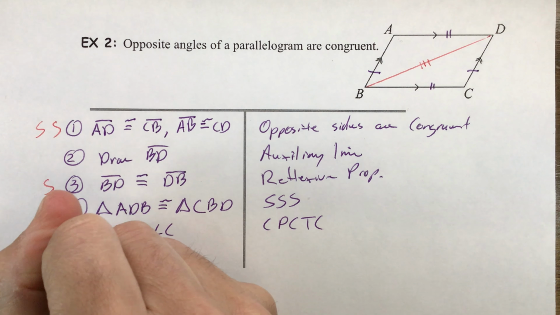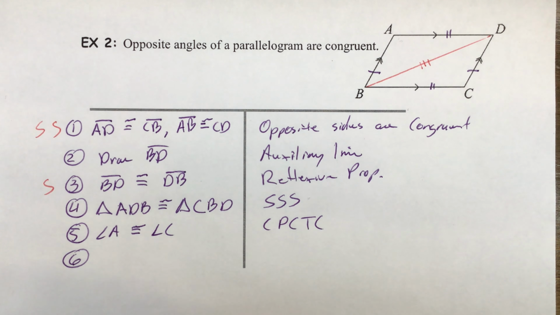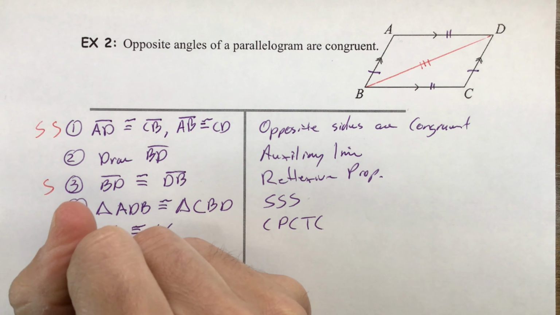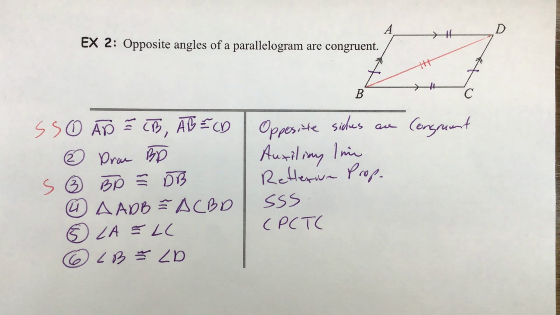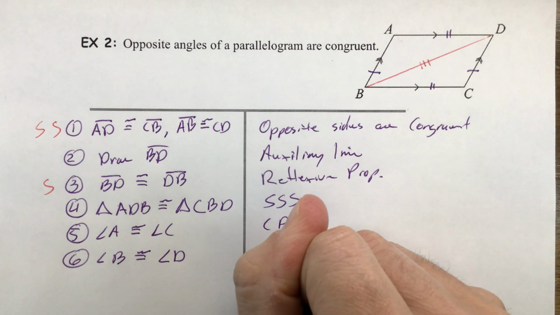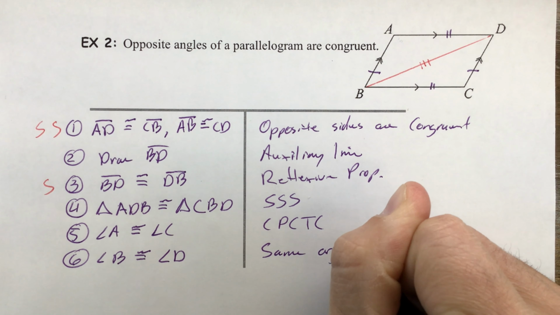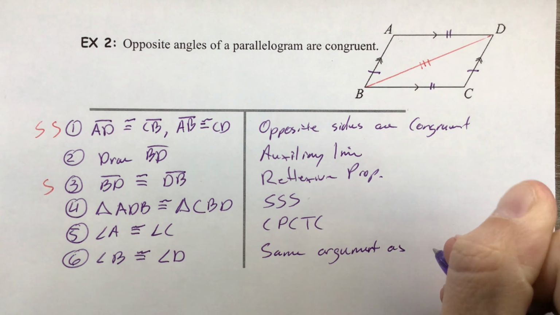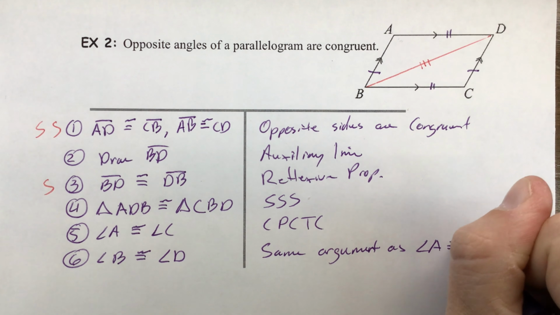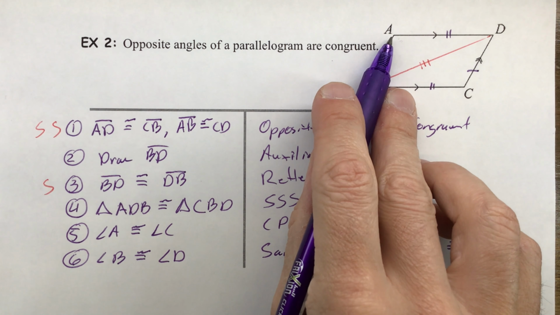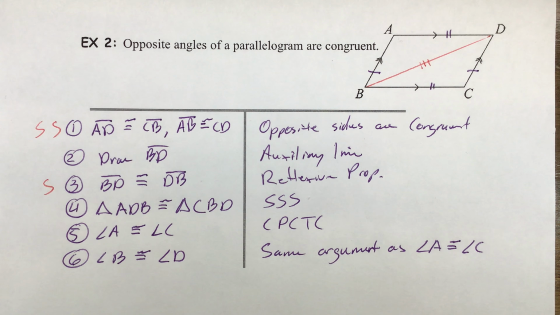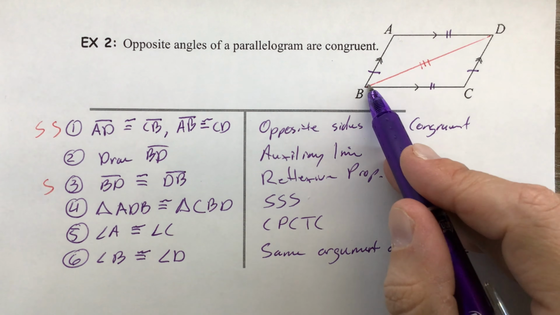Okay, so what we're gonna do for 6 is we're gonna make this a lot shorter. We're gonna go ahead and say that angle B is congruent to angle D, and for the reasoning, we're just gonna say it's the same argument as angle A congruent to angle C. That way you don't have to repeat all the process, but we could figure out, okay, well, what we would do here is draw the diagonal AC, go through all the same steps again and get the same result, which would be that B and D are congruent to each other.